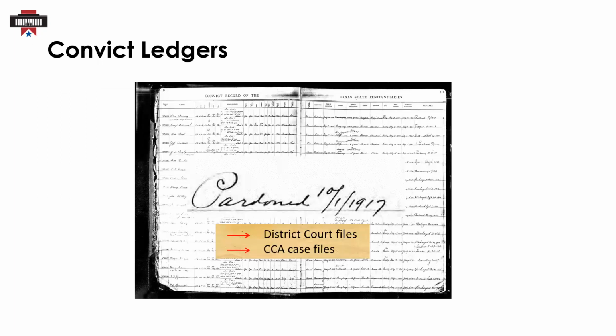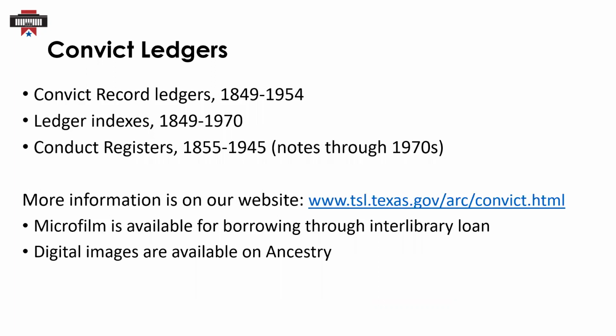Additional documentation may be found in clemency records and court records, which I'll discuss shortly. Specifically, these record collections include convict record ledgers, ledger indexes, and conduct registers. Additional information is on the TSLAC website at the address listed on this slide. Microfilm may be borrowed through interlibrary loan, and digital images are available through Ancestry.com Texas.